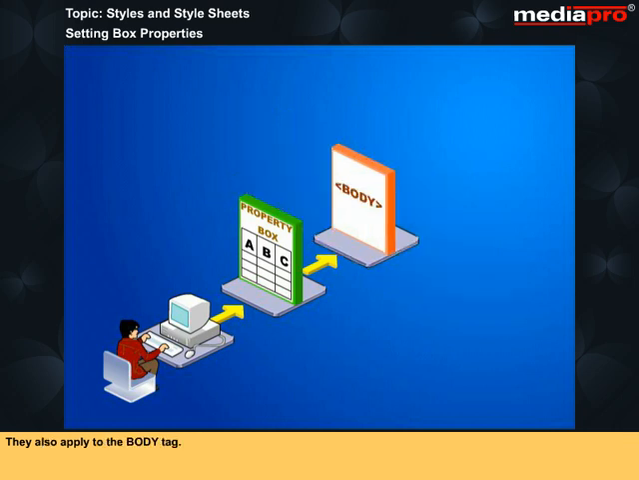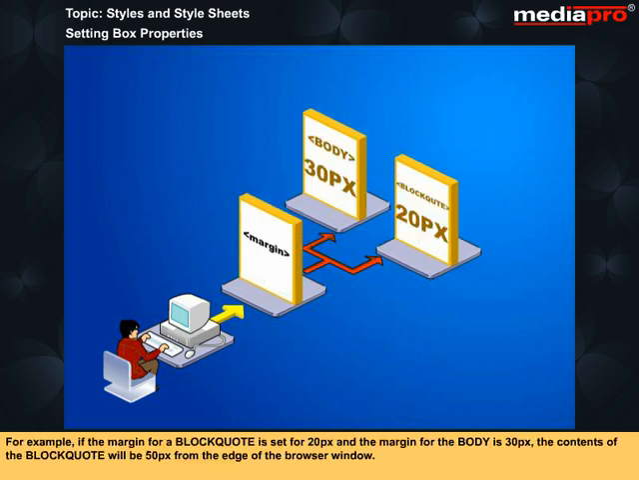They also apply to the body tag. Margin is relative to the enclosing parent. For example, if the margin for a block quote is set for 20 pixels and the margin for the body is 30 pixels, the contents of the block quote will be 50 pixels from the edge of the browser window.